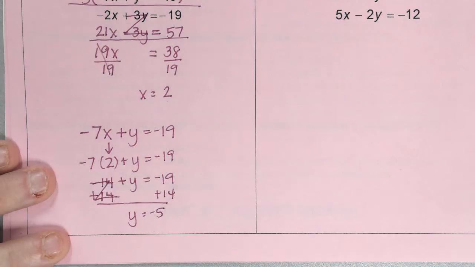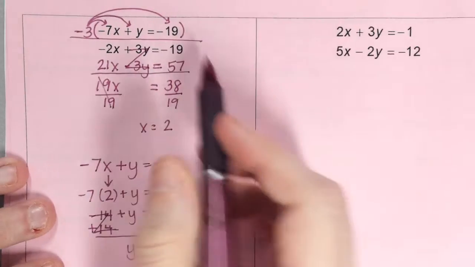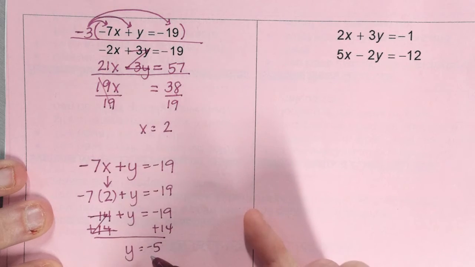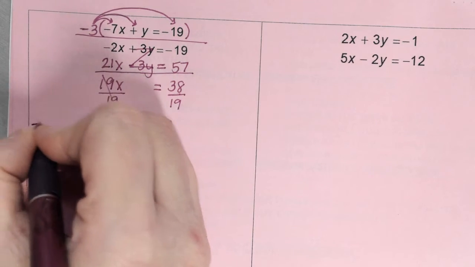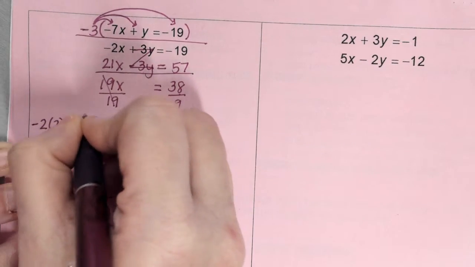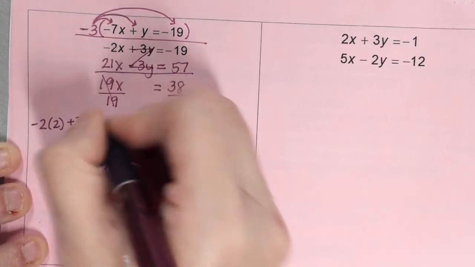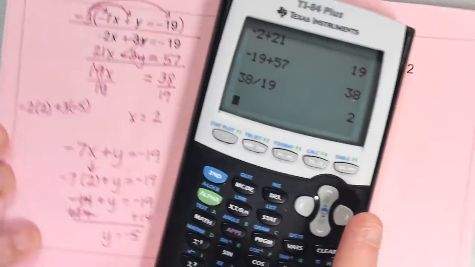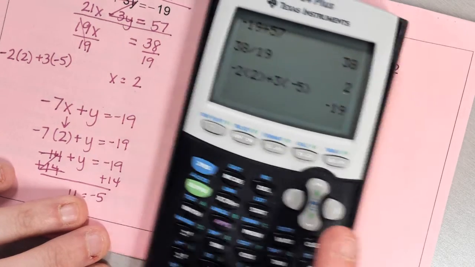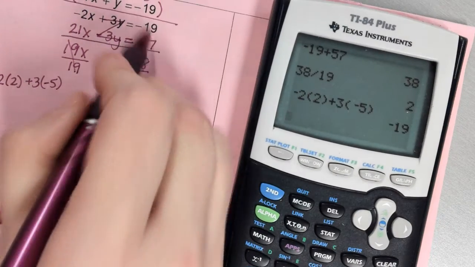Okay, now if I want to check this, I can. I'll tell you I've already checked it, but if I want to check it, I could say, well, I think x is 2 and I think y is negative 5. So I would go to the other equation. So negative 2 times x, which is 2, plus 3 times y, which is negative 5, should equal negative 19. If I put that in my calculator, negative 2 times 2 plus 3 times negative 5 gives me negative 19, which is what I'm looking for.